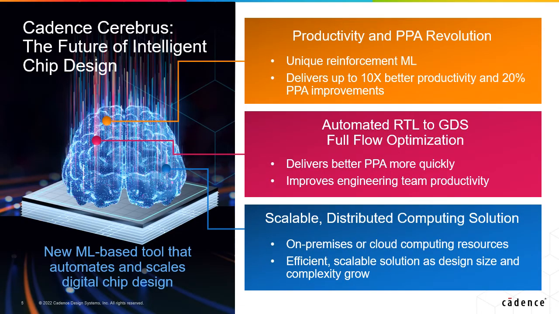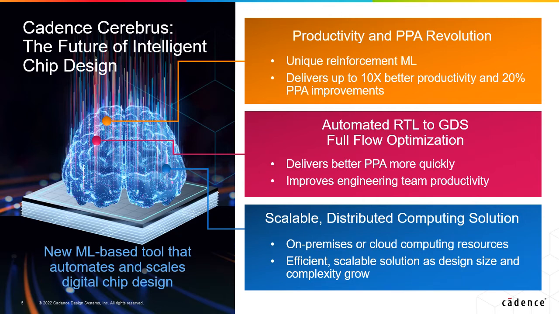Cerebrus is based on 3 key technologies. Cadence has invested in a multi-year R&D effort, creating a unique reinforcement machine learning engine, which enables Cerebrus automated flow optimization to deliver better engineering team productivity as well as PPA improvements.